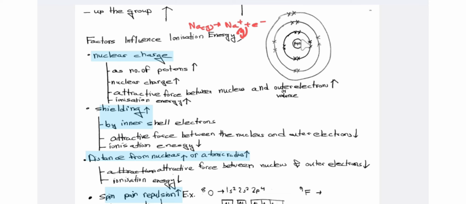So the attractive force between the nucleus and the outer electron increases. Since the attractive force increases, more energy is needed to remove the electron, therefore the ionization energy also increases.